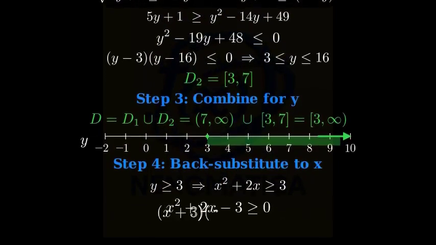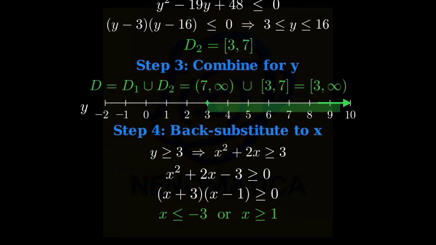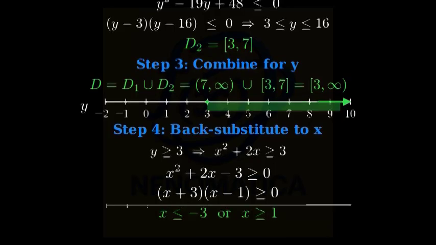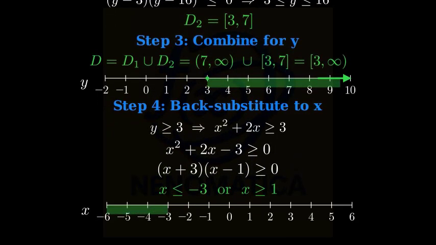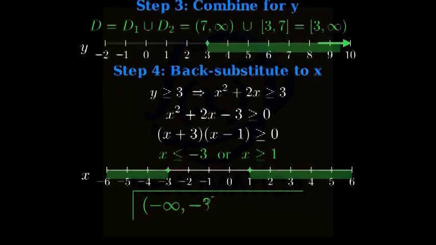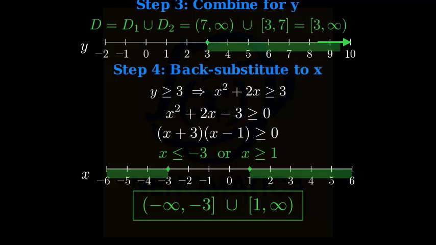Because y is at least 3, we have x squared plus 2x is at least 3. Move 3 to the left to get x squared plus 2x minus 3 is at least 0. Factor as (x plus 3) times (x minus 1) is at least 0. The solution to this product being non-negative is x less than or equal to negative 3 or x greater than or equal to 1. On the x number line, that means we shade to the left from negative 3 inclusive and to the right from 1 inclusive. Final answer. The solution set to the original inequality is all real x less than or equal to negative 3 or greater than or equal to 1.